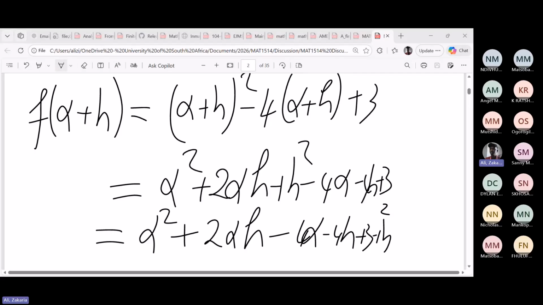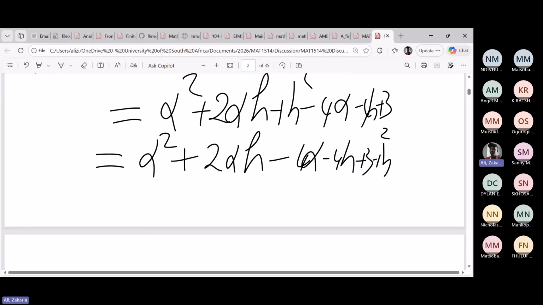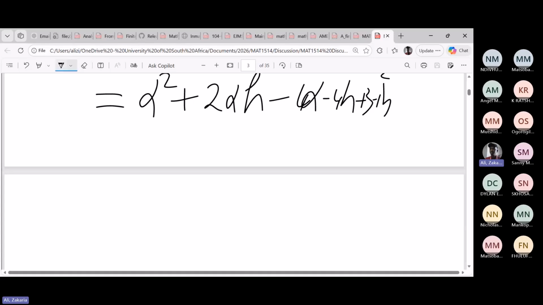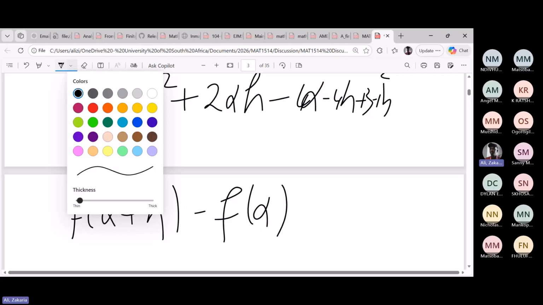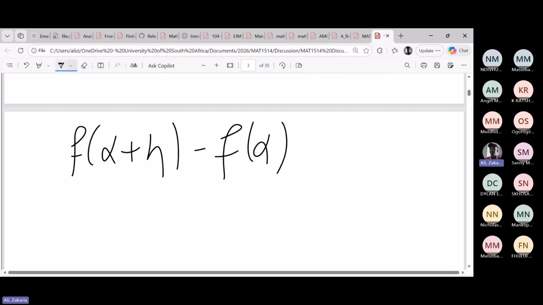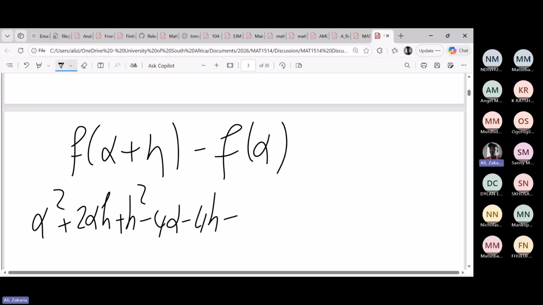Now with this in hand, we can also evaluate something else. You see, we have evaluated f of alpha, and then we have evaluated f of alpha plus h. Then we can also evaluate f of alpha plus h minus f of alpha, right? So that is another way of seeing it. And when you substitute, f of h plus alpha was alpha squared plus 2 alpha h, plus h squared minus 4 alpha minus 4h, and then plus 3.